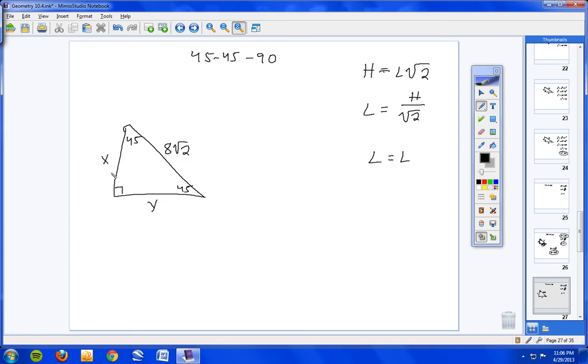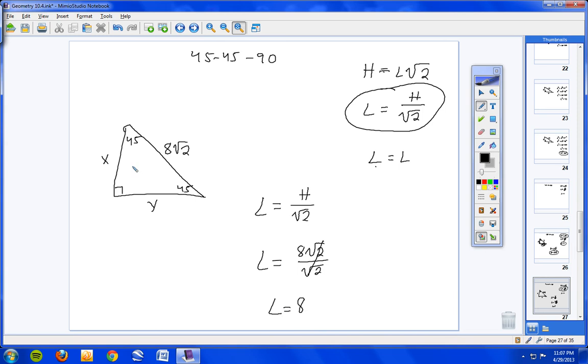Okay, I don't know either leg. I do not know a leg. So I look up here. Yes, I know that legs equal legs, but that's not going to help me here. But I look at this. I have a formula for finding the leg of a 45, 45, 90 triangle. So leg equals hypotenuse over square root of 2. So my leg equals, here's the h right here, I'm going to put 8 square root of 2. So 8 square root of 2 over square root of 2. Those cancel, and my leg equals 8. So that means x equals 8, and y also equals 8.